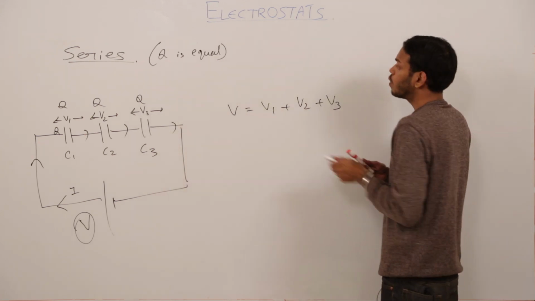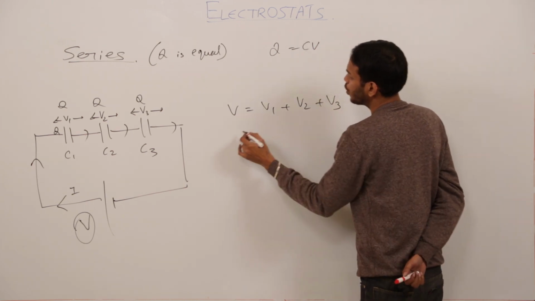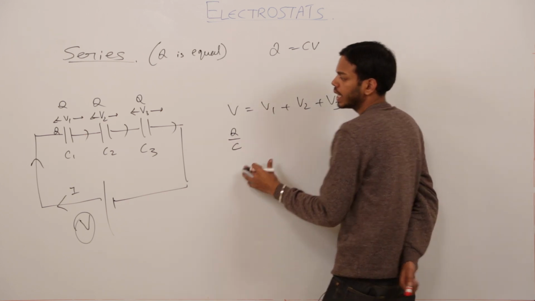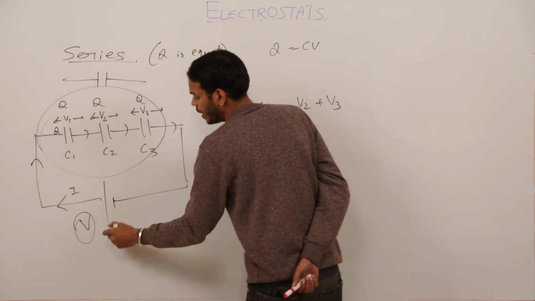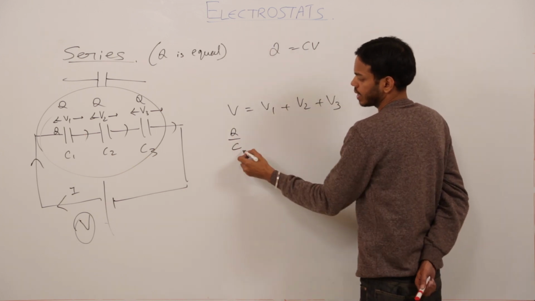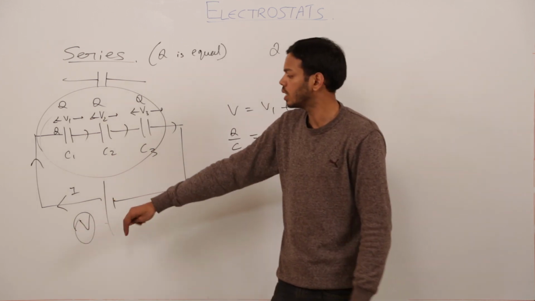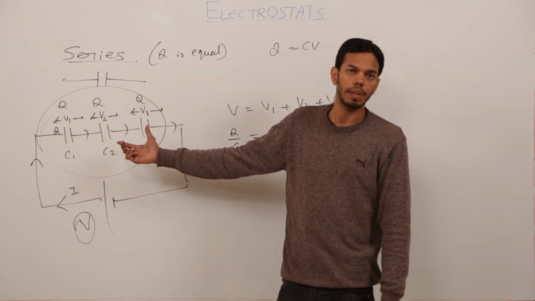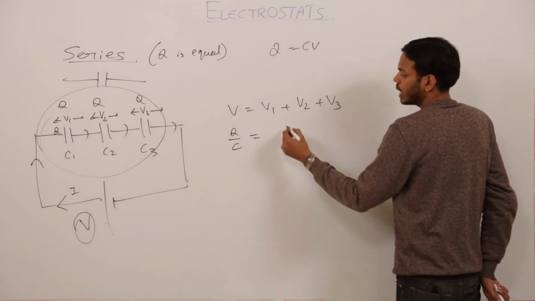What was our formula? Q is equal to CV. From here, V would be equal to Q upon C. If C is the overall capacitance, considering this to be one capacitor across which V volt is connected, so that C is this. But overall charge, if this battery has sent charge of 10 microcoulombs, if there are 10 capacitors or 3 capacitors, doesn't matter, the battery will be sending 10 microcoulombs only. So charge would be same.